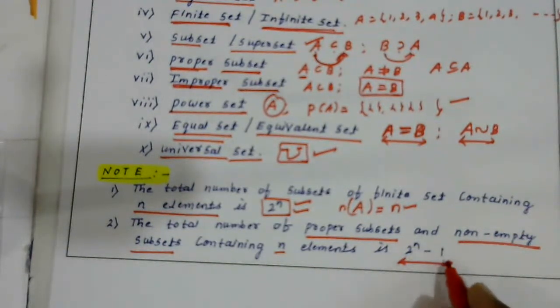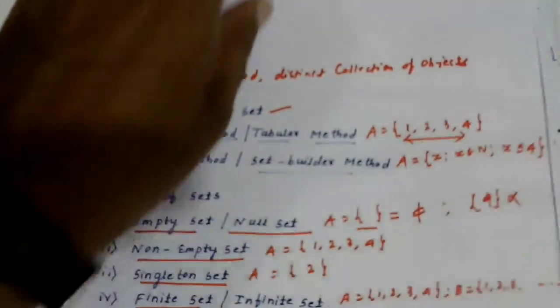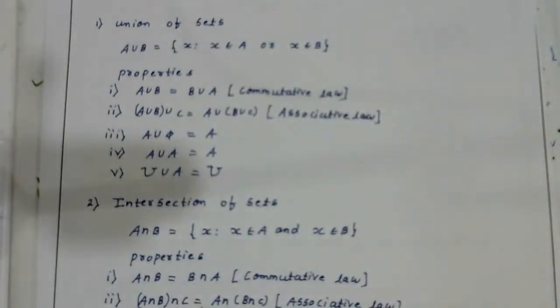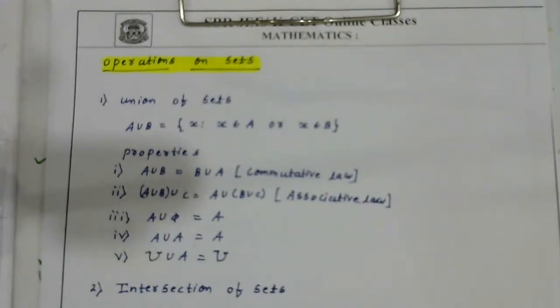So 2 raised to n minus 1 gives the total number of proper subsets, or else, if you want to speak in terms of non-empty subsets, also 2 raised to n minus 1. So these are two formulas you have to remember. Next, we will learn about the operations on sets that we can perform.